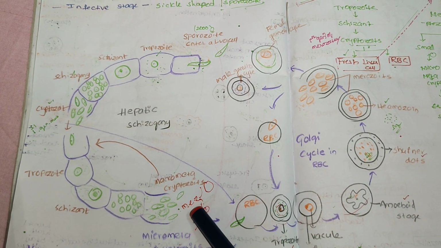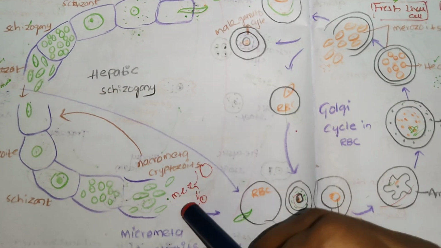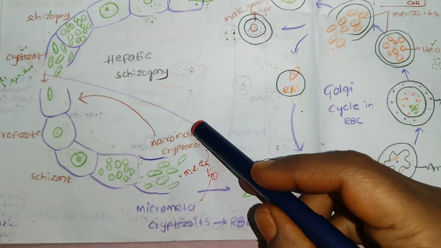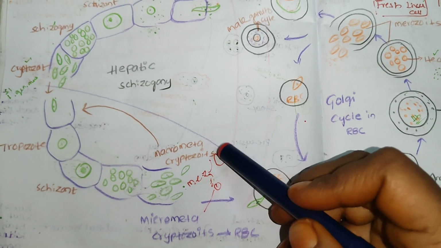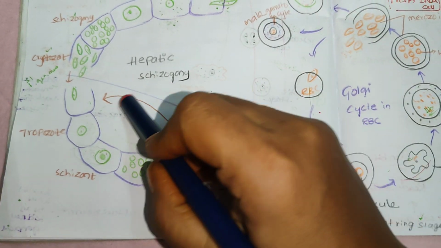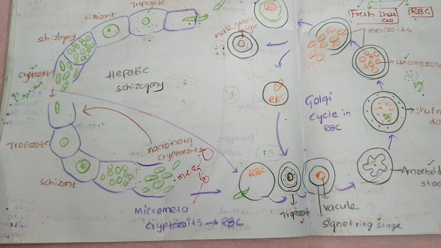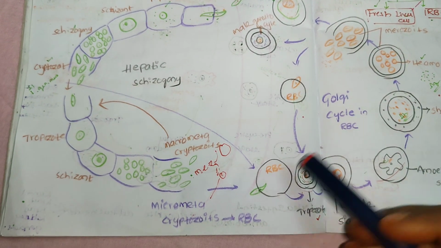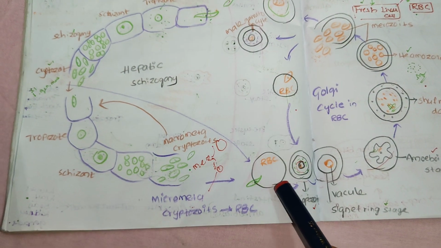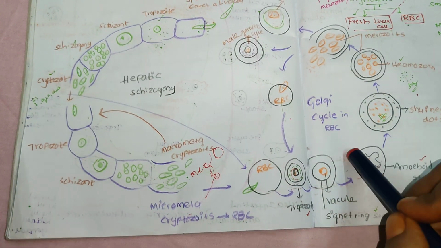metacryptozoites. Here meta is added to cryptozoites. Why? Because it is the second fresh liver cell. These metacryptozoites are of two sizes. Large is called macro metacryptozoites. Small is called micro. The macro metacryptozoites enter a fresh liver cell again. But the micro metacryptozoites enter the RBC. So it will start the erythrocytic cycle. So here the RBC has two options: either direct cryptozoites enter the RBC, or micro metacryptozoites enter the RBC. It will start the erythrocytic cycle.